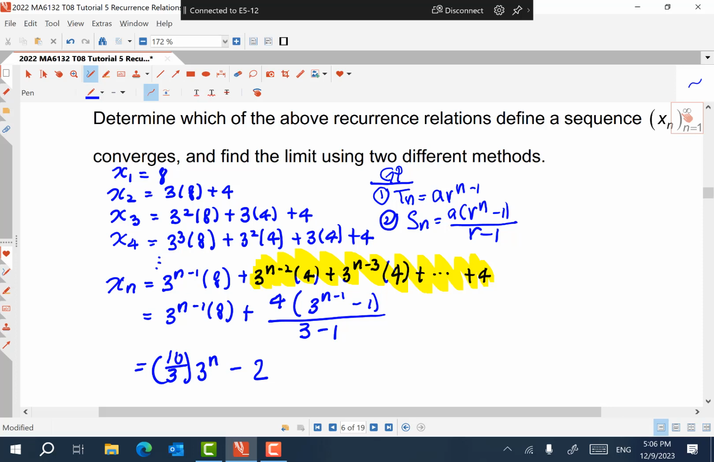Okay, move on. Does this converge? It doesn't converge. Okay? Let me ask you this question. What is the thing that causes it not to converge? The 3 to the power of n. The 3 to the power of n. Right? It does not converge.